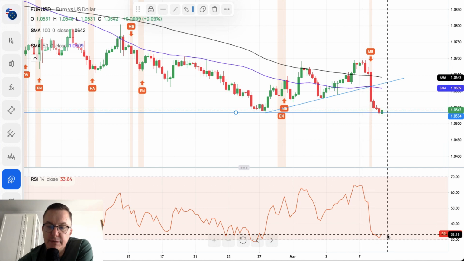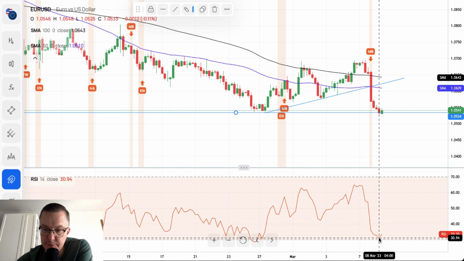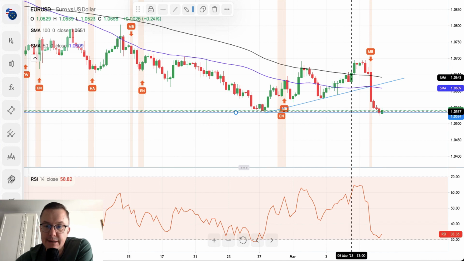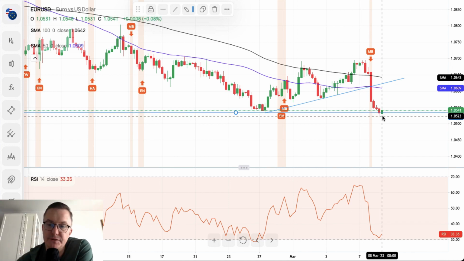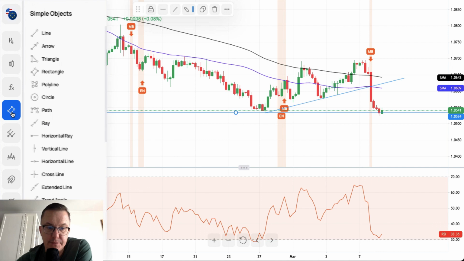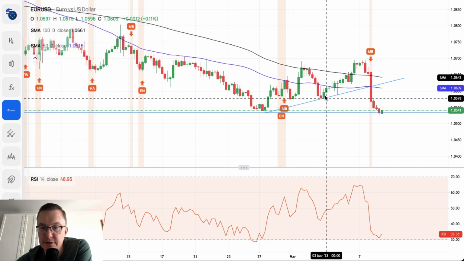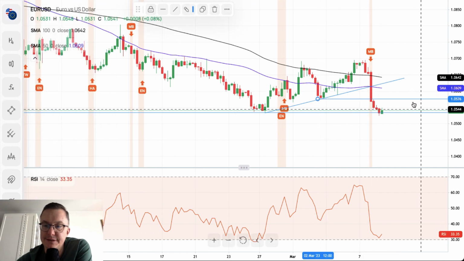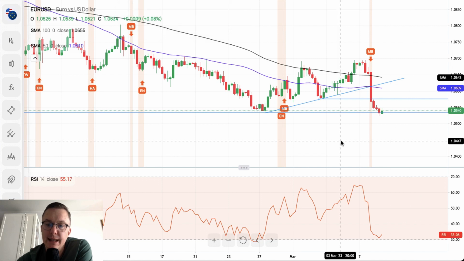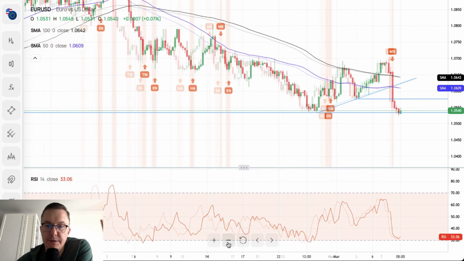Now, because the market is trading very, very close to extremely oversold conditions, the local low was around 30.94, so almost 51 points. There is a possibility of a bounce. Nevertheless, the possibility of a bounce is very much limited toward, let's say, this intraday technical resistance 1.0576, and then the down move might be continued.